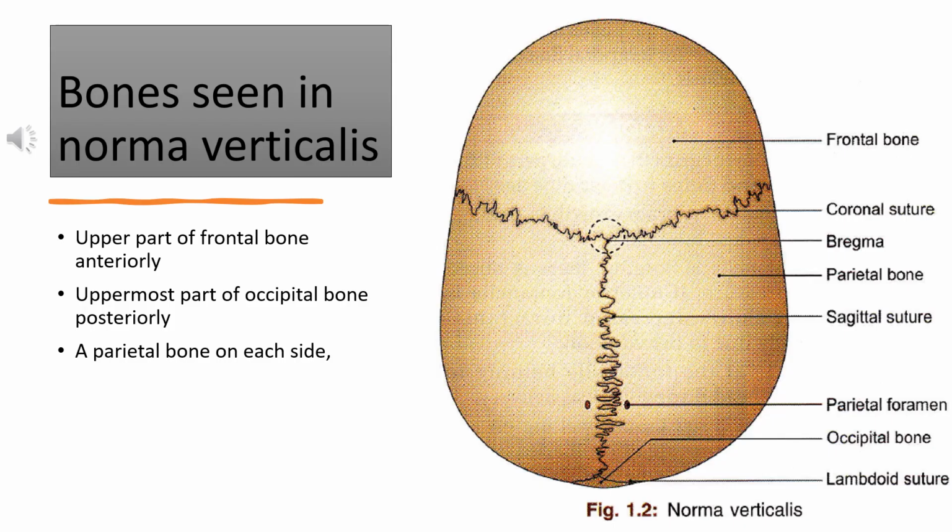So which bones can be seen in norma verticalis? First of all, the upper part of the frontal bone anteriorly, like from the front, and the uppermost part of the occipital bone posteriorly, and the parietal bone on each side.